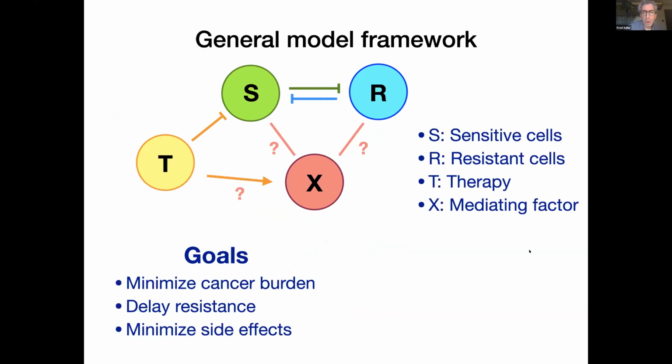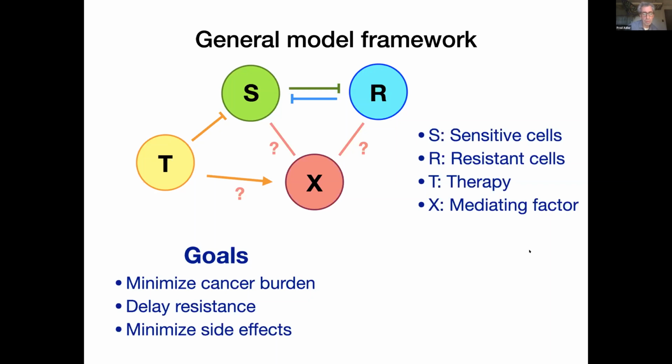Okay, so the general model framework is maybe slightly more general than what we've seen from Rob, whose analysis of the S and R interaction was really elegant. So all these models will have sensitive cells and resistant cells. The little flat-headed arrows indicate that we're assuming, though we don't have to assume, that these cells are repressing each other. There's treatment, capital T, or therapy that we have suppressing the sensitive cells, but also could and often does suppress the resistant cells to a lesser extent. And then there's something else in the world, this mediating factor.